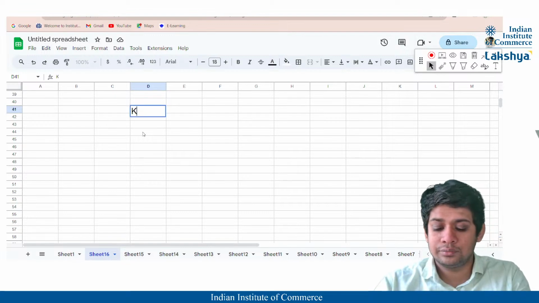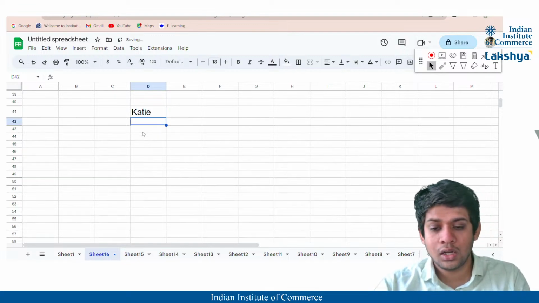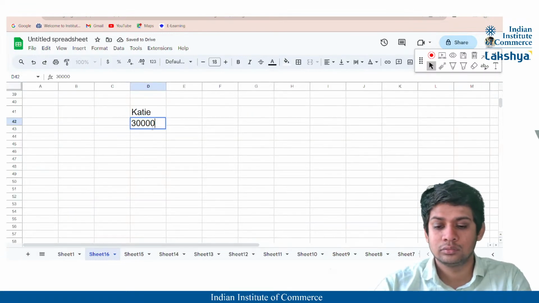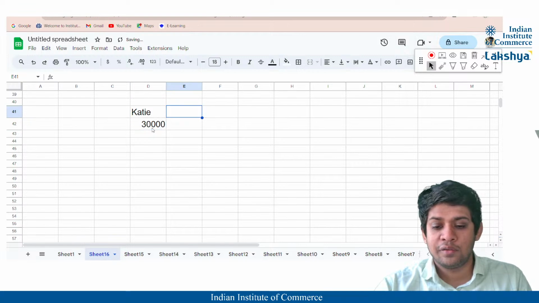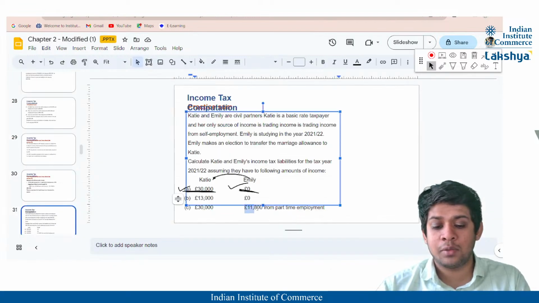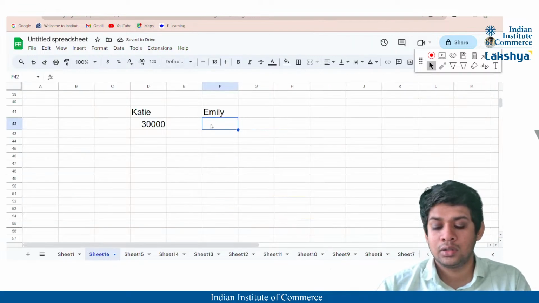So for Katie, she has a trading income of 30,000. For Emily, she has a part-time employment income of 11,800. Right?